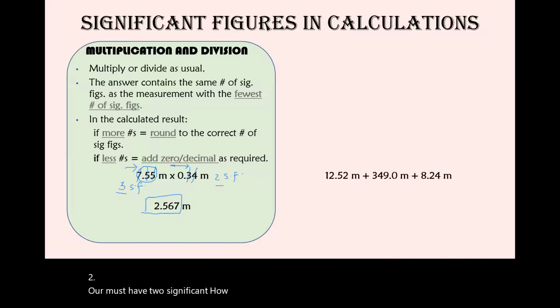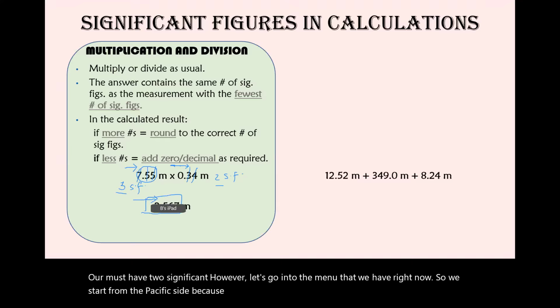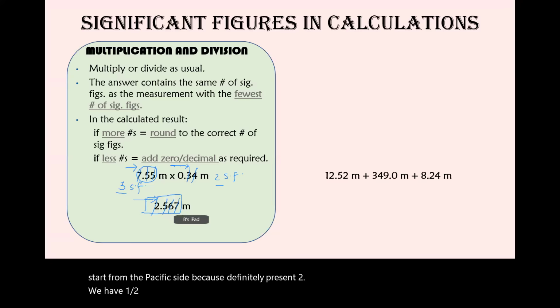However, let's count how many we have right now. So we start from the Pacific side because a decimal is present. 2 is a non-zero digit, so start counting from 2. We have 1, 2, 3, 4. Right now we have 4 sig figs. Because this is more than what we should have, we are going to round this number to 2 significant figures only. So that means we want to keep the 2 and we want to keep the 5.